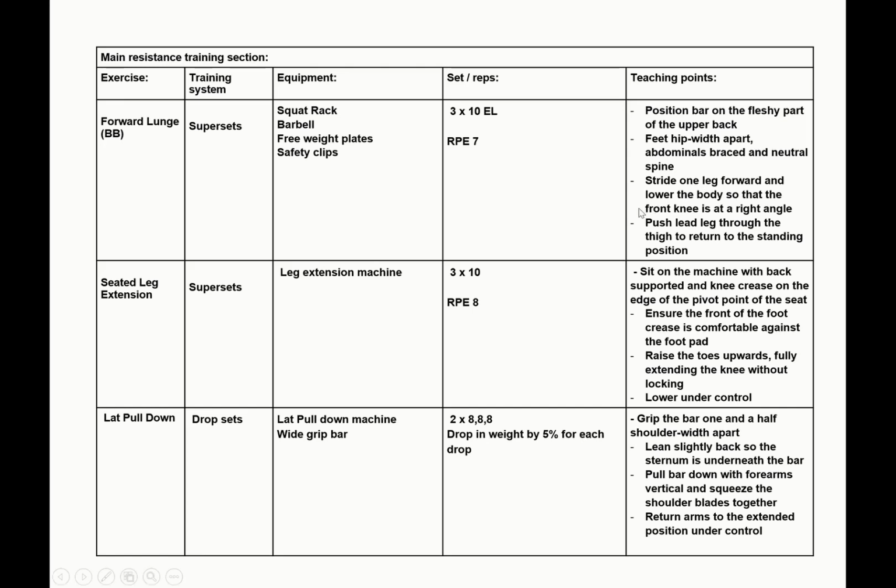As soon as we finish one set, we then go into the seated leg extension, hence why it's a superset. So again, we are trying to exhaust the quadriceps. We're doing this through, once again, a hypertrophic rep range and an RPE scale of 8.